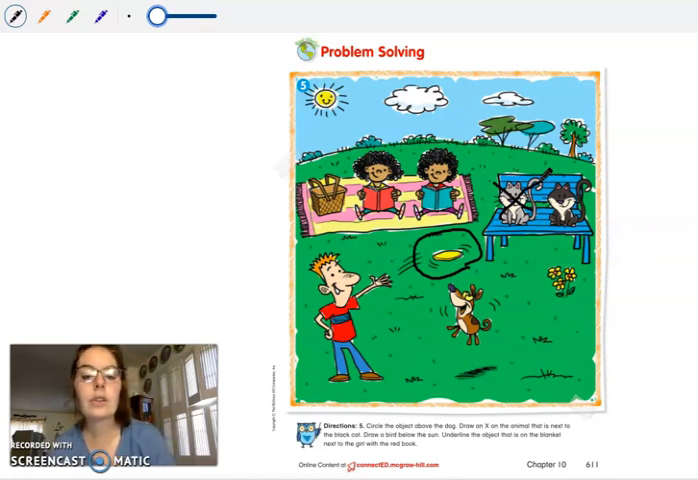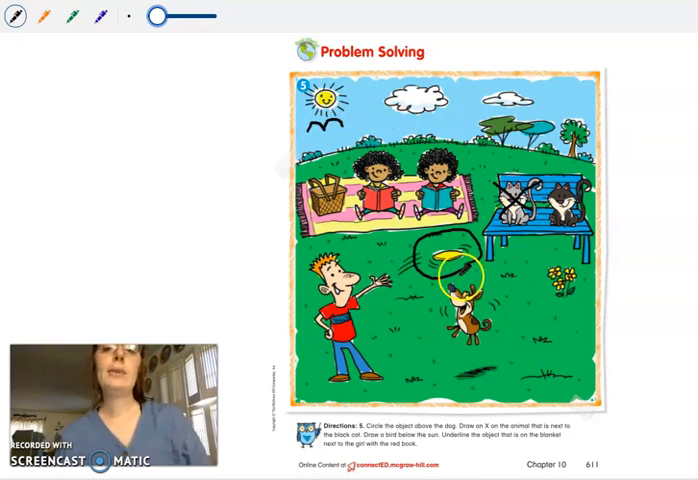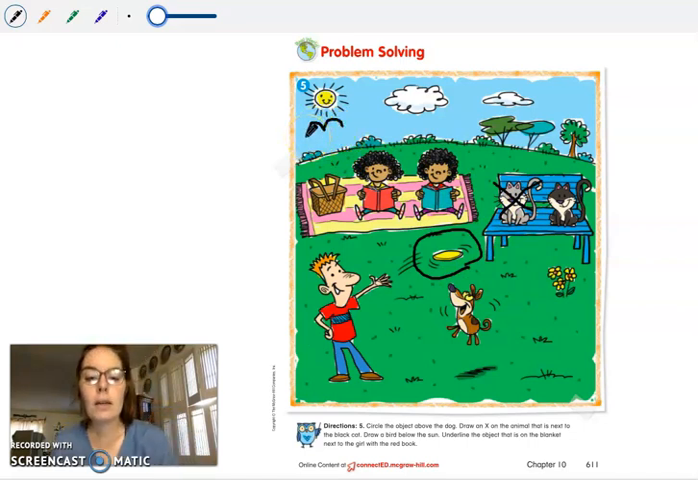Next, I'm going to draw a bird below the sun. So here is my sun. I'm going to draw my simple little swoosh, swoosh, bird. So go ahead. So we have, so far, the frisbee circled, the gray cat has an X, and the bird is below the sun.